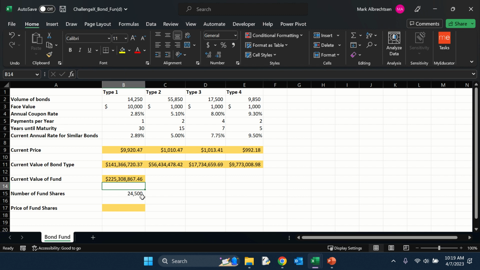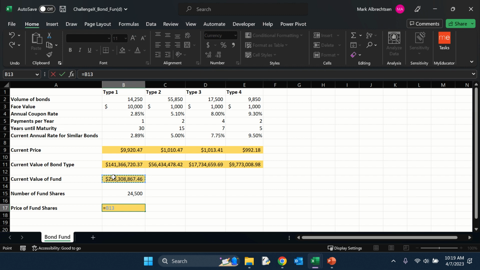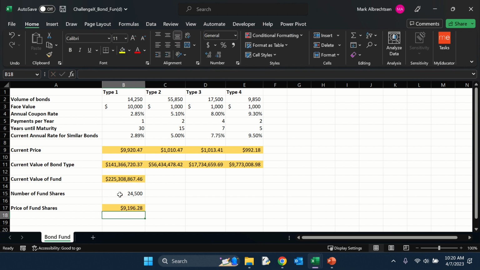Now we're issuing 24,500 shares. So in order to get the price per share, we're going to want to take the current value of the fund and divide that by the number of shares. So once we make this fund, if we made it today, then this is the price at which we'd want to issue the fund shares.